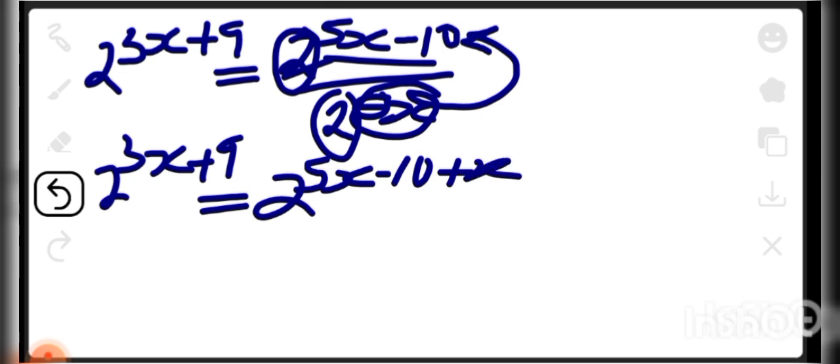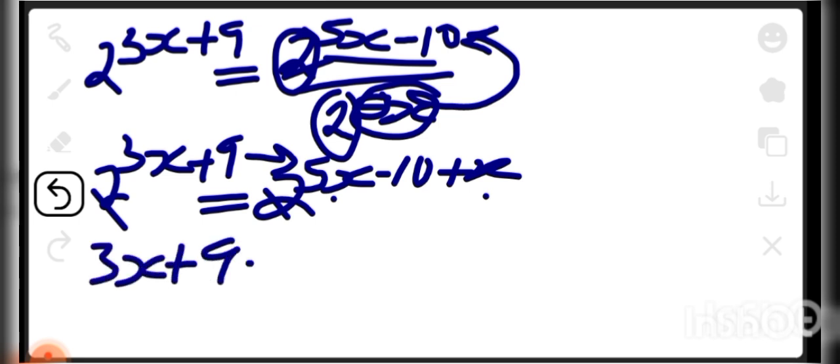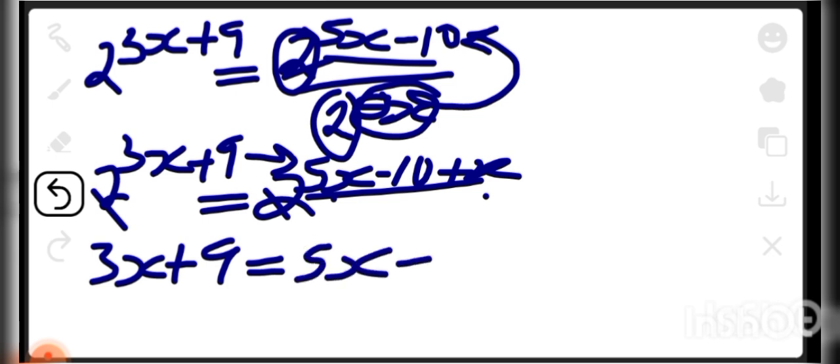So the next thing we are going to do, without wasting time, we can just say 5x plus x, that is 6x. That one is okay. But I will not do that. Since the two bases are the same, I'll just ignore them and equate the power. So that we now have 3x plus 9 equal to 5x minus 10 plus x.